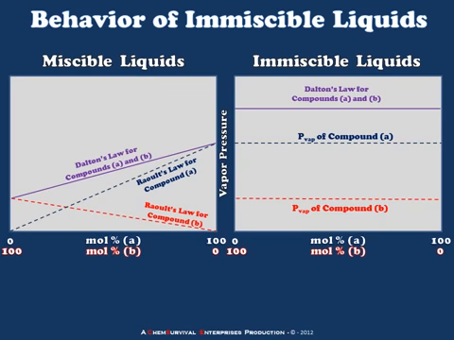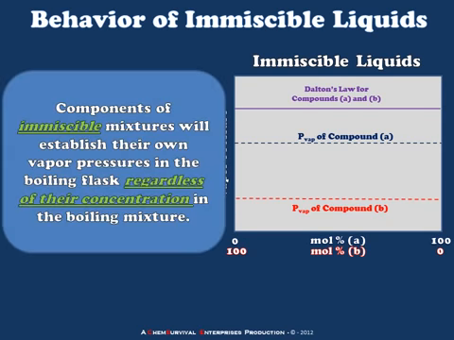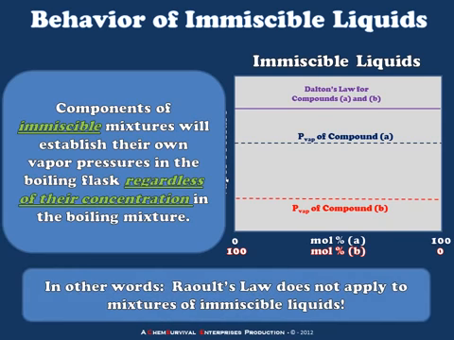So let's take a look at this immiscible liquid diagram a bit closer and think about exactly what's going on here. What it's telling us is that components of immiscible mixtures establish their own vapor pressures in the flask, regardless of their concentration in the boiling mixture, and therefore Raoult's law does not apply to such mixtures. This, again, is not a very good observation if it were our goal to separate these two compounds. And so we wouldn't use a traditional distillation to try to separate compound A from compound B. However, this observation will become a useful and valuable observation when we attempt a steam distillation.